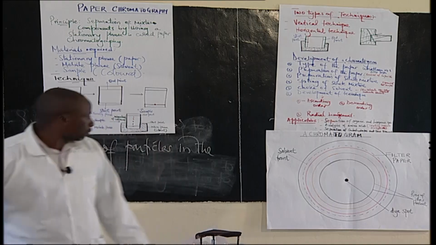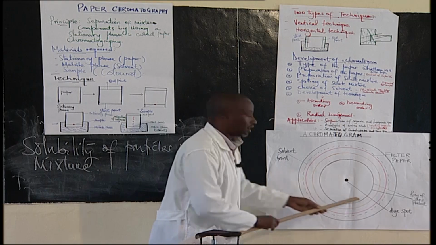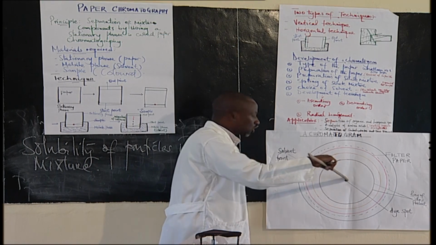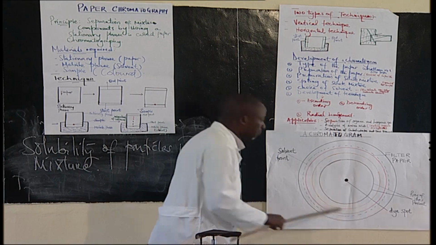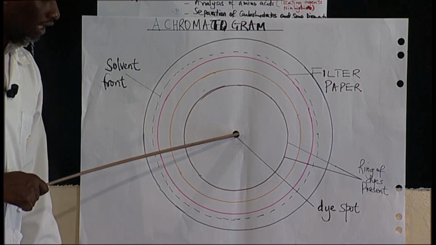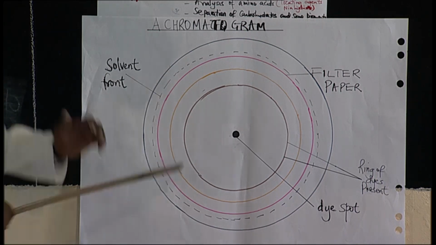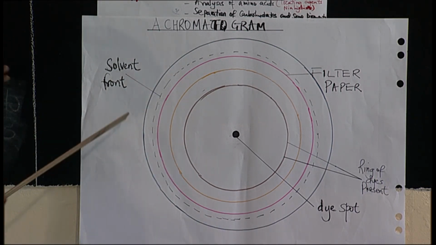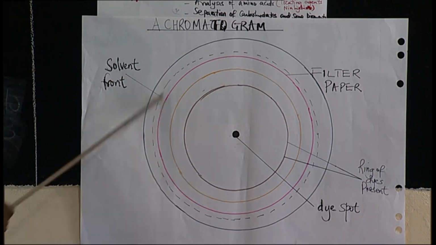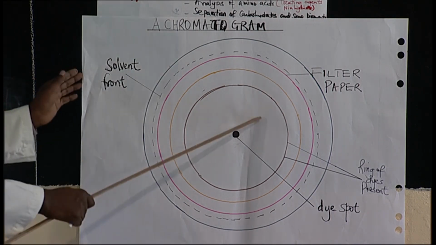In the radial development, the whole of this one is the filter paper, and you have the ink in the middle. The filter paper is the stationary phase, and the ink is the substance to be separated. Then you add the mobile phase. The solvent will move with the different solutes and will form rings. This is what we call the radial development technique.